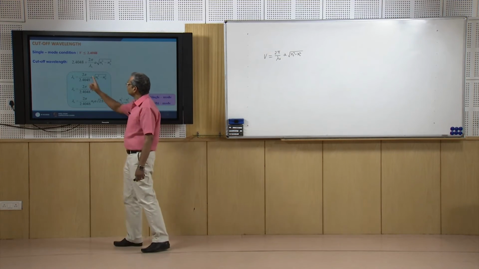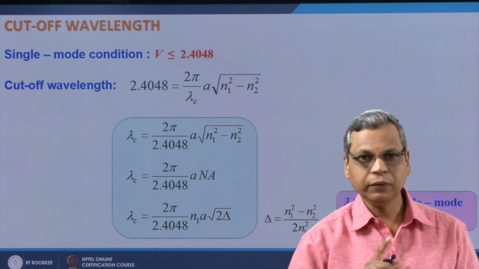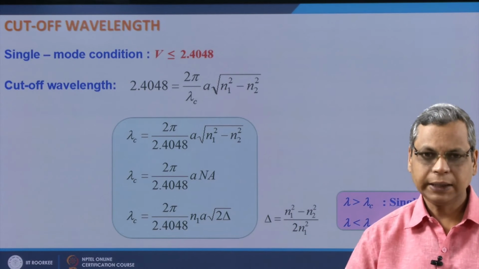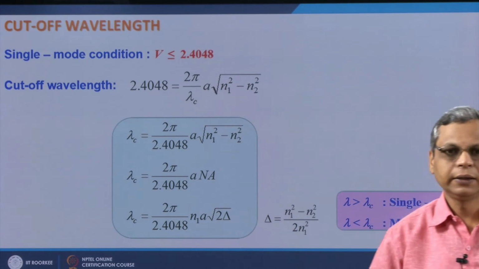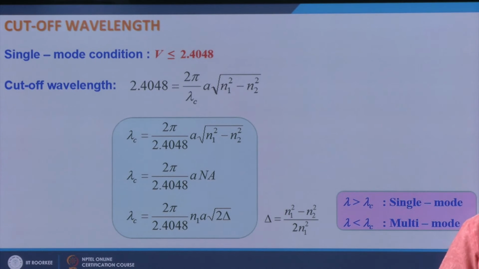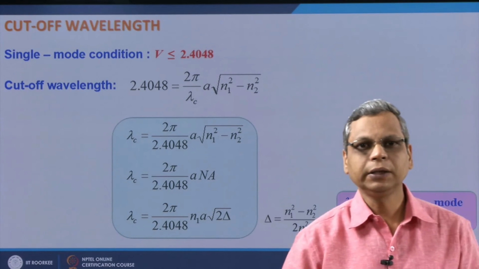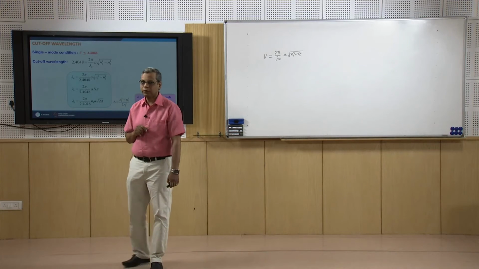Although this wavelength corresponds to the cutoff of the LP11 mode, in general we call it the cutoff wavelength of the fiber. So, when I say cutoff wavelength of the fiber, it means the cutoff wavelength of the LP11 mode of the fiber.